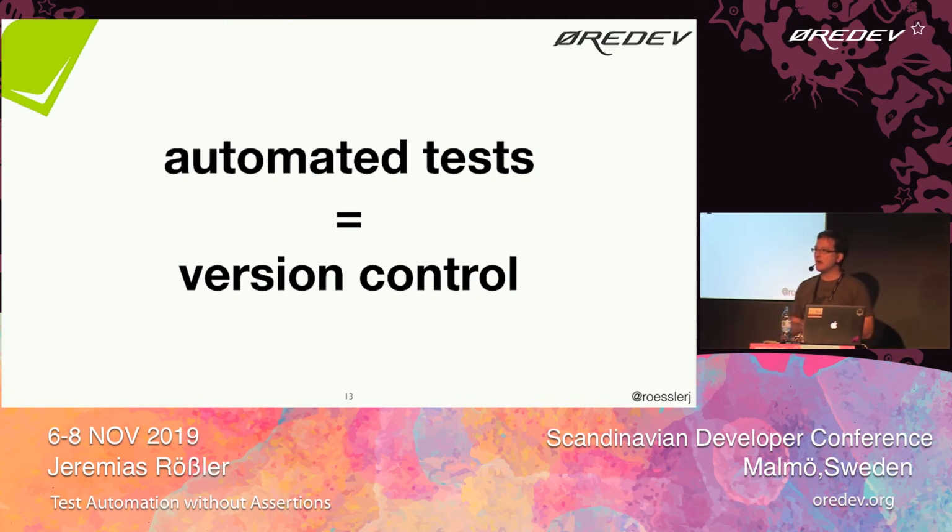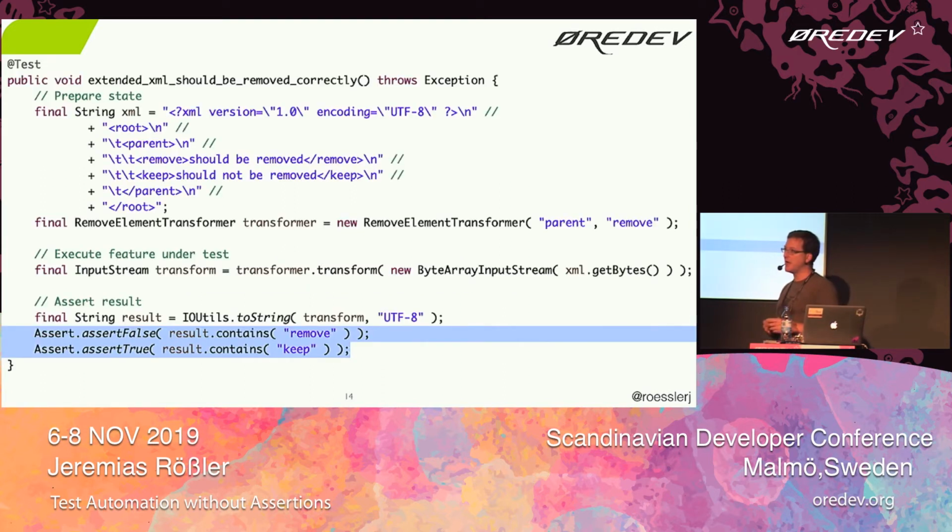Okay. So now, for a second, assume that automated tests really are version control. Then we already have approaches that can fill the gap, that can treat tests like they were version control.